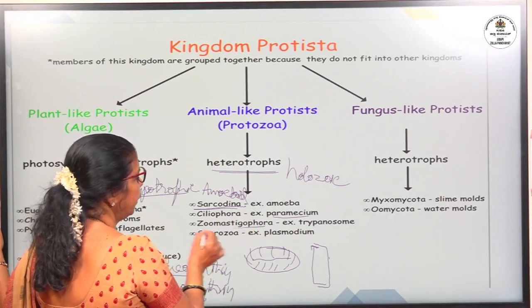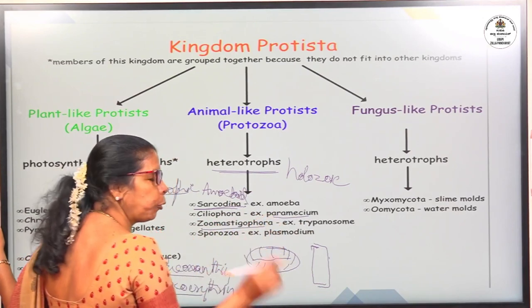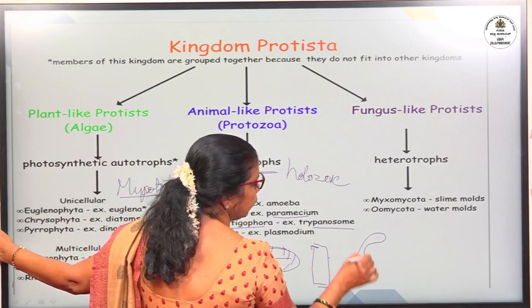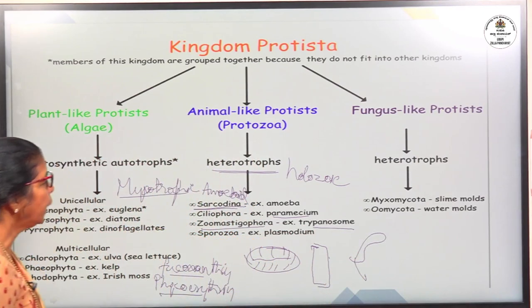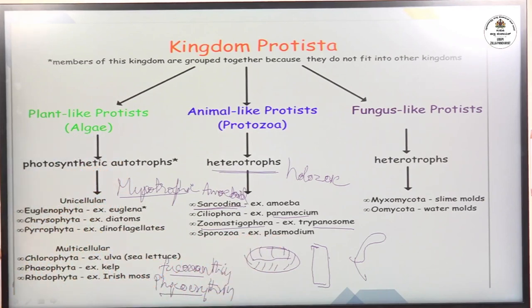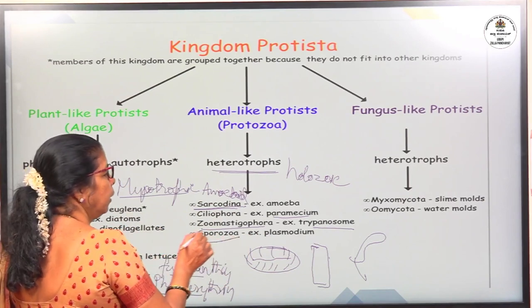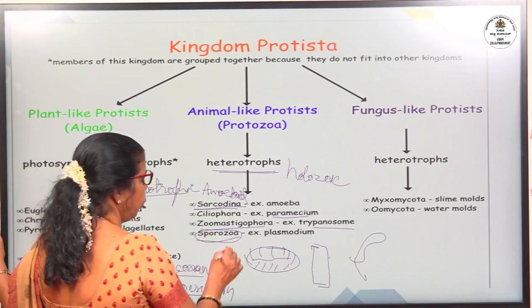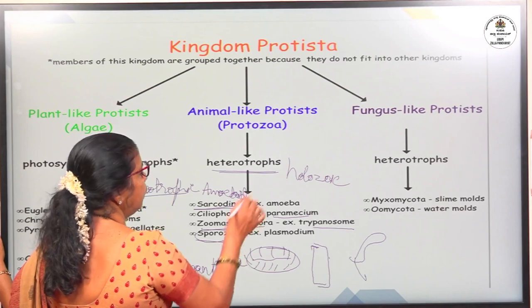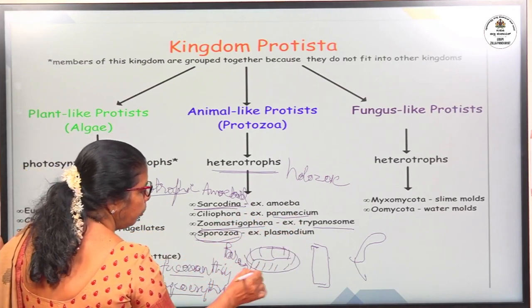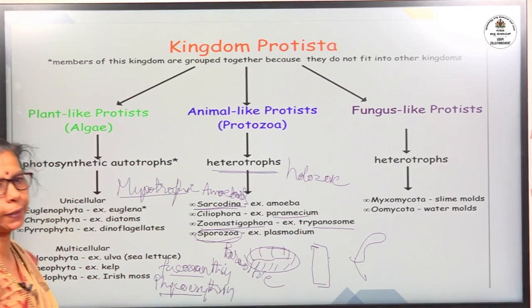Then flagellated protozoa, Trypanosoma, with one flagellum. Then another one is sporozoa. These are Plasmodium, which are not having any flagella or locomotory structure, because these are infectious, with a parasitic mode of life. The other three are free living, and this sporozoa are with parasitic mode. So they are parasites.